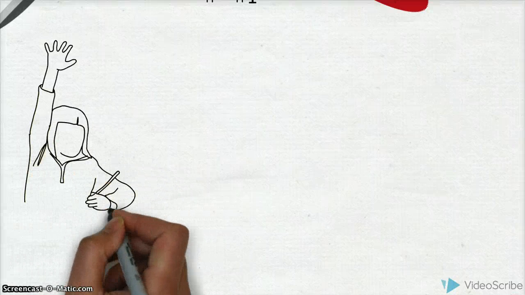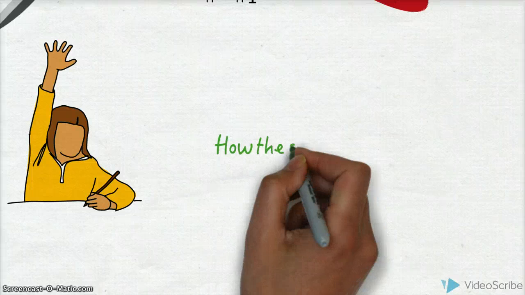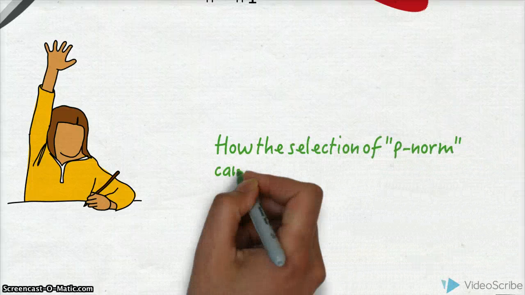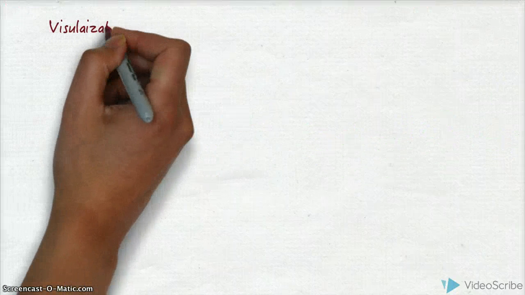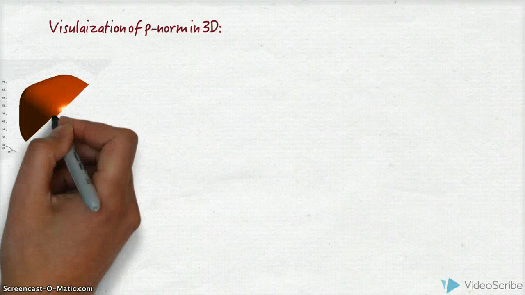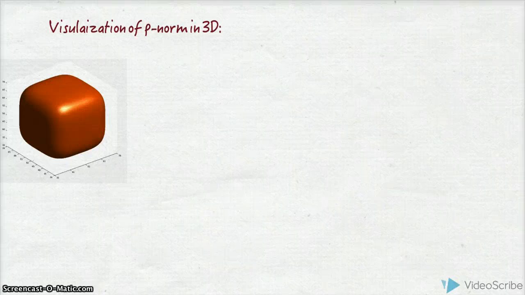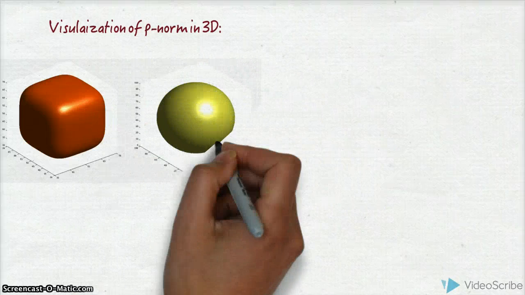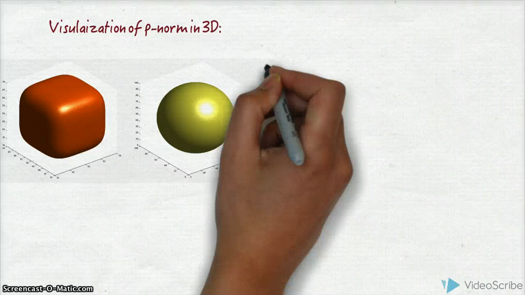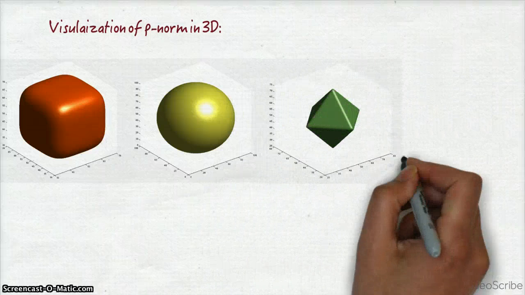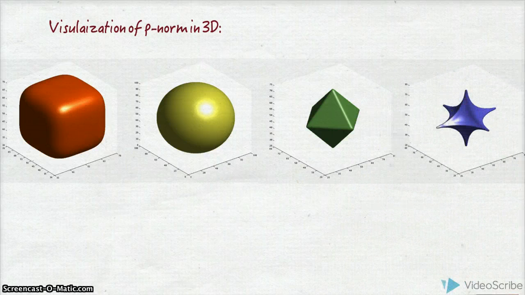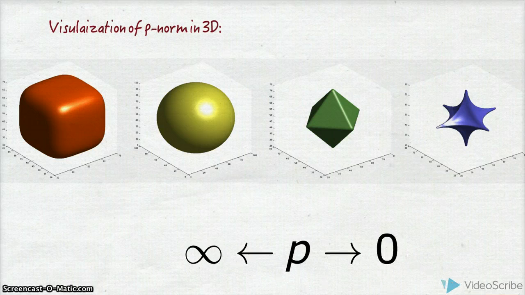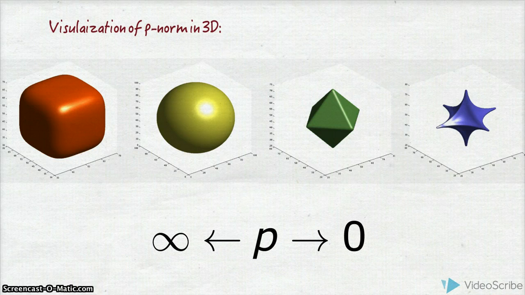Here comes a question, which is really a good question: how can the selection of the P norm affect the solution? So let's have a visualization of the P norm in 3 dimensions. If we have 3 parameters, in this case, if P equals 4, we have a rounded cube. If P equals 2, the L2 norm, we have the sphere. If P equals 1, the L1 norm, we have this diamond. And if P is between 0 and 1, we have this non-convex shape.